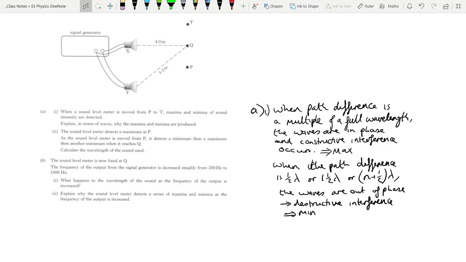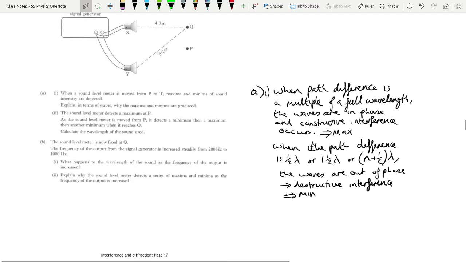So basically that's what you need to write. You need to write about the path difference. Are they in phase or out of phase? Or is it constructive or destructive interference? As you move the sound level meter along, the path difference will change. So it will go from 0, half, 1, 1.5, 2 wavelengths. Okay. Part 2.